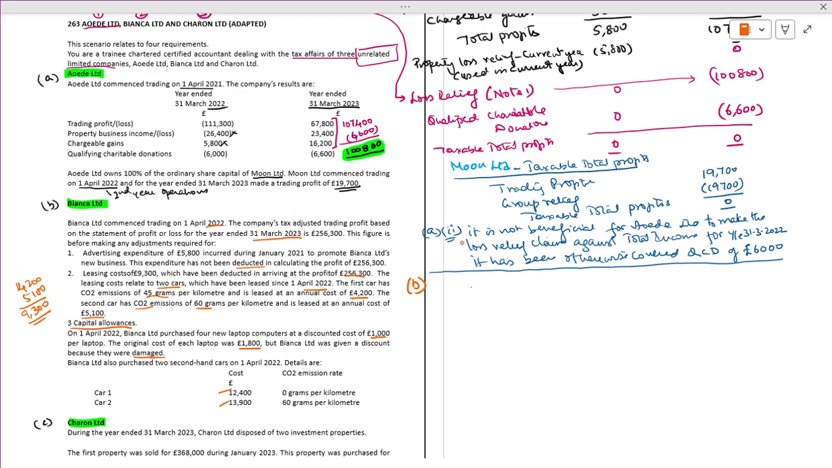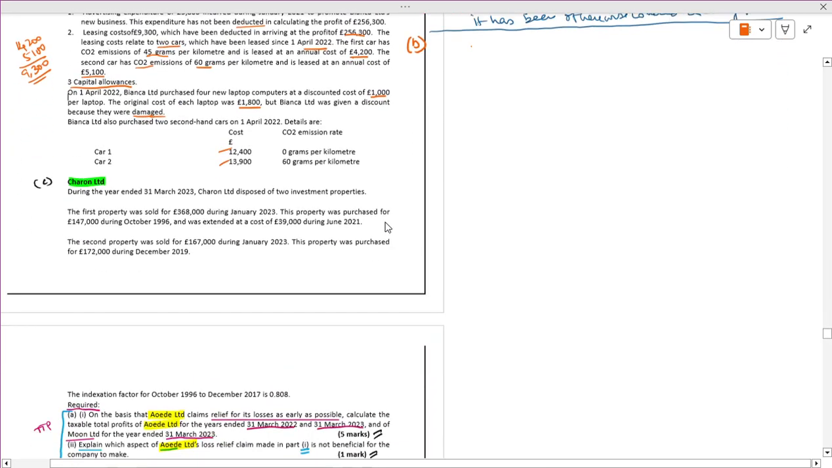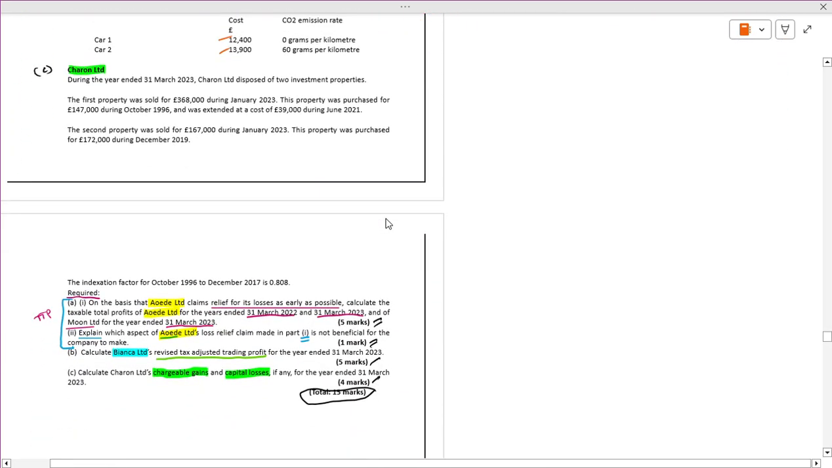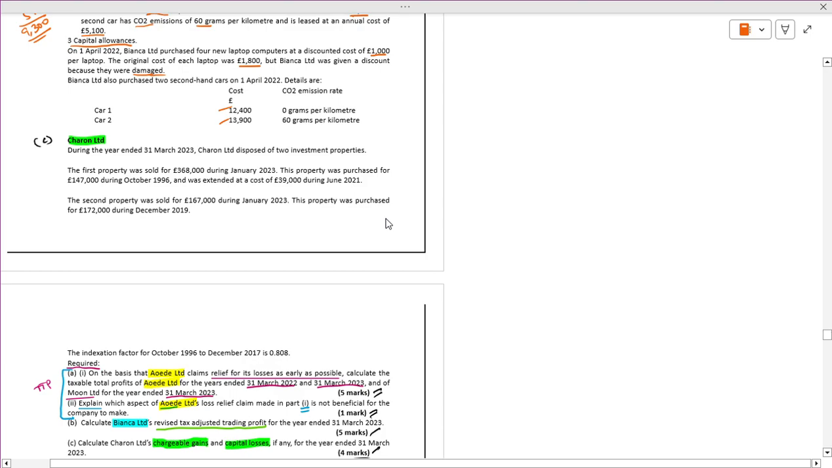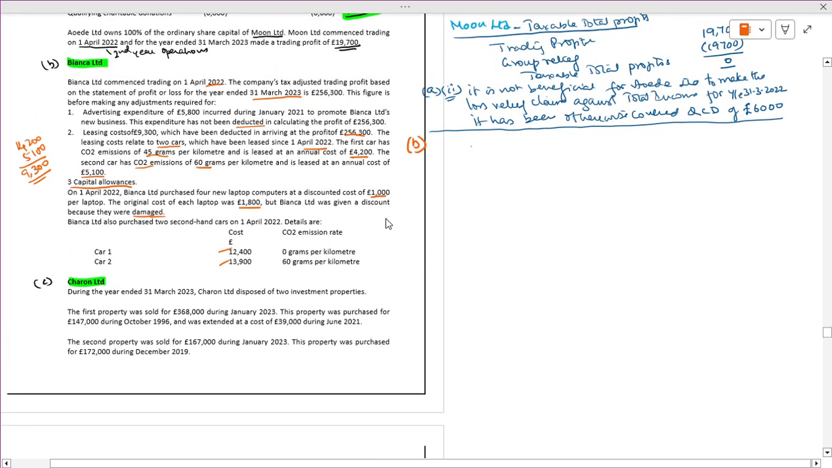Now, what we have to do is write what they are asking us. What is the requirement? Calculate Bianca's revised tax adjusted trading profit for the year ended 31st March 2023.